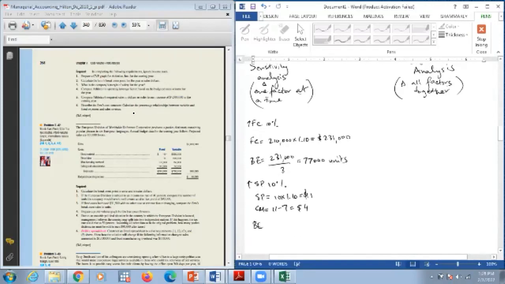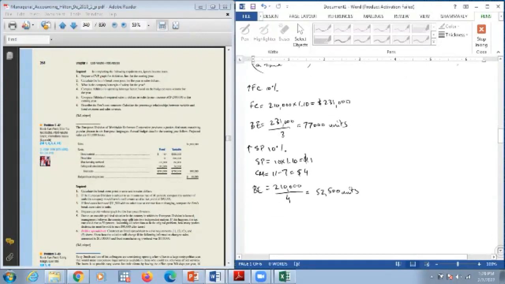We'll use this new information to calculate our break-even in units with our original fixed cost, because remember, this is sensitivity analysis. So we're only changing one factor at a time, and that factor is sale price, nothing else. So $210,000 divided by 4. When we plug this into our calculator, we get 52,500 units. This means that if sale price increases, our break-even in units will decrease.